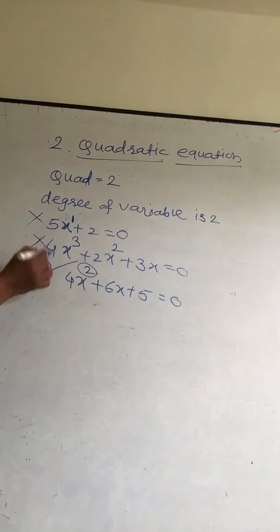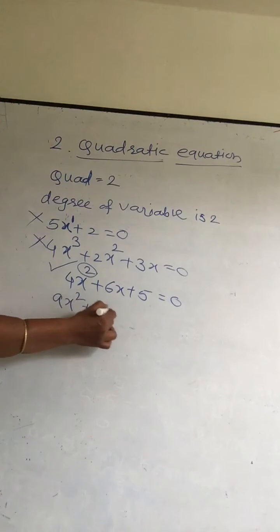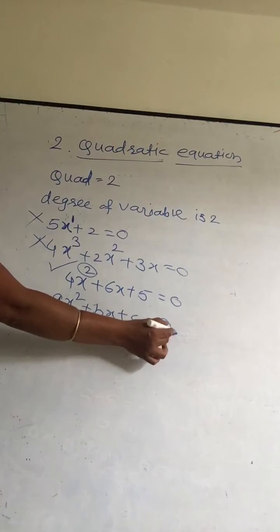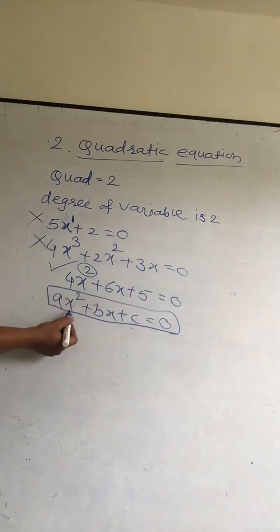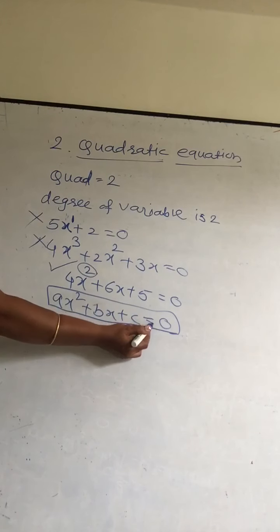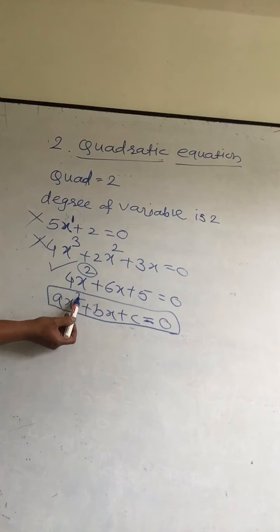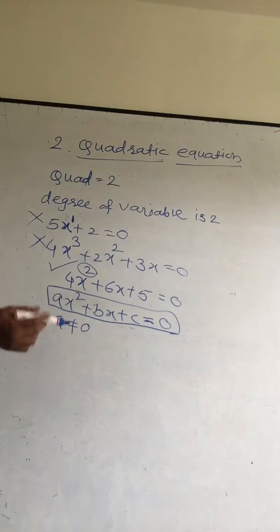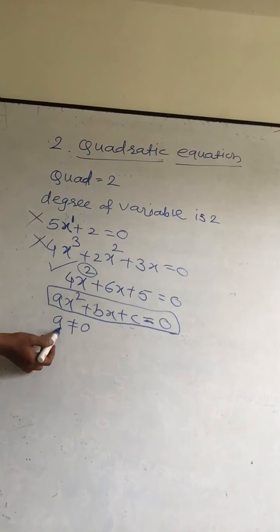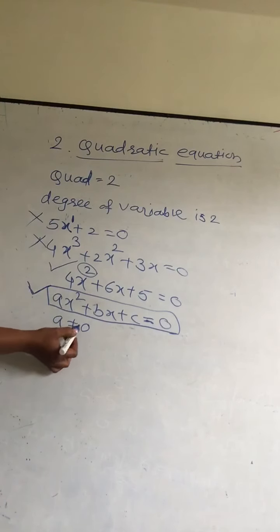For the quadratic equation, one more condition is there. Suppose ax square plus bx plus c is equal to 0 is the standard form of the quadratic equation, in which degree of this equation is 2 and value of a is not equal to 0 any time. That is the condition for quadratic equation. It is the standard form or general form, and a is not equal to 0.